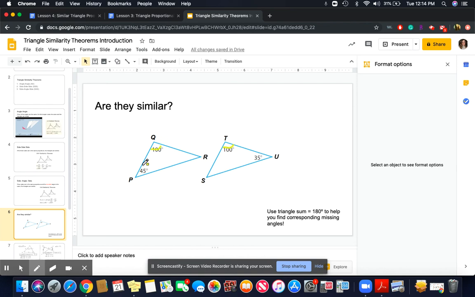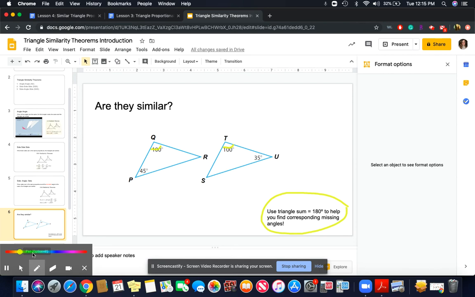Now, I do have a 45-degree angle and a 35-degree angle. However, I know these aren't the same, but that doesn't even really matter. These angles aren't corresponding to begin with. So I gave you a little hint down here. Use triangle sum is 180 degrees to help you find the missing angles.